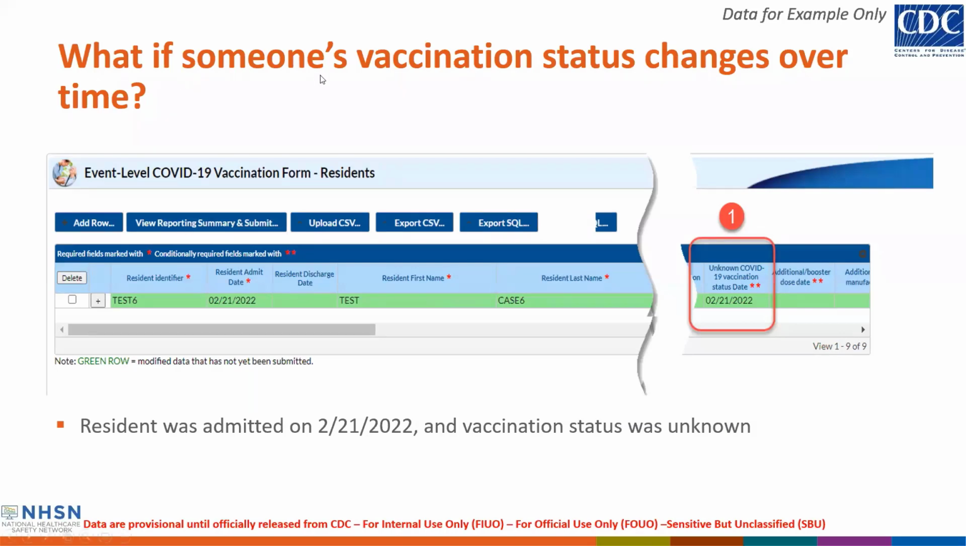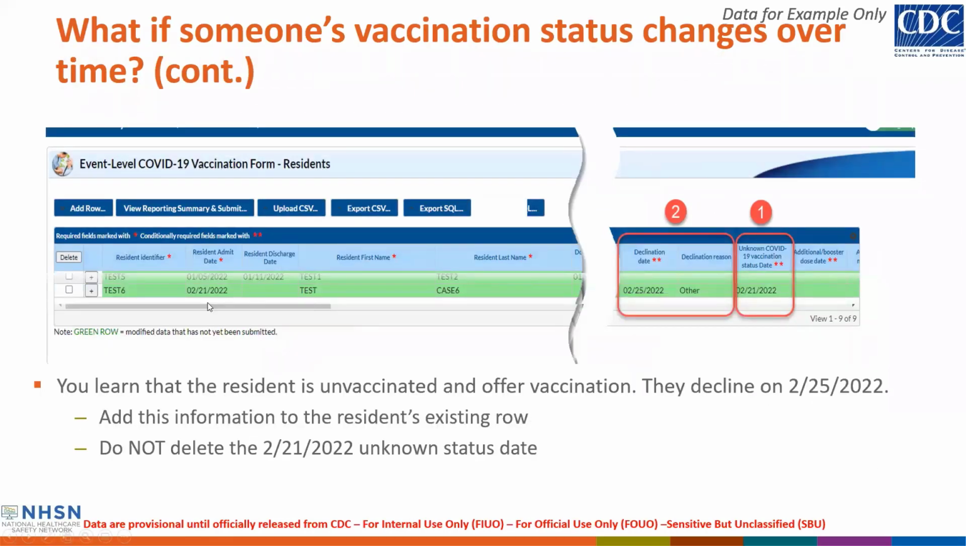Yes. So in this case, this resident was admitted on 2/21. And when they were admitted, their vaccination status was unknown to the facility. So on 2/21, the person who enters this information would also enter 2/21 for the unknown COVID-19 vaccination status date. And then a few days later, you learn that the resident is unvaccinated and you offer vaccination. This is on 2/25, and they decline vaccination.